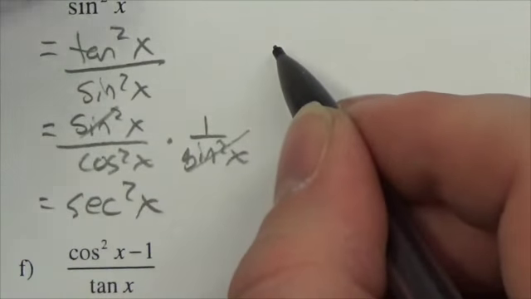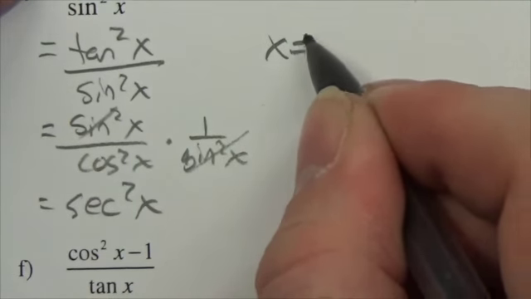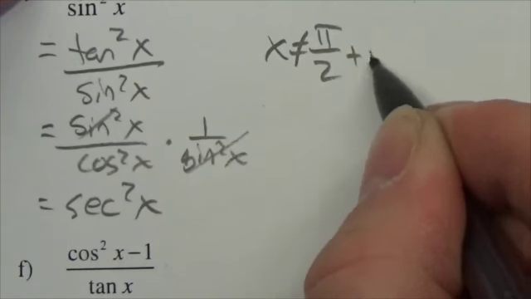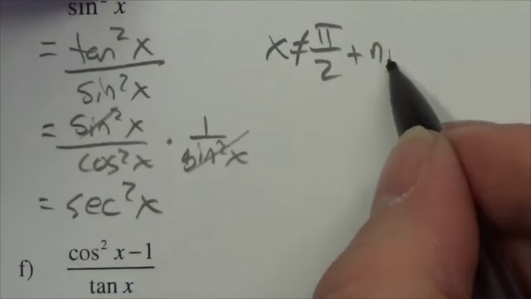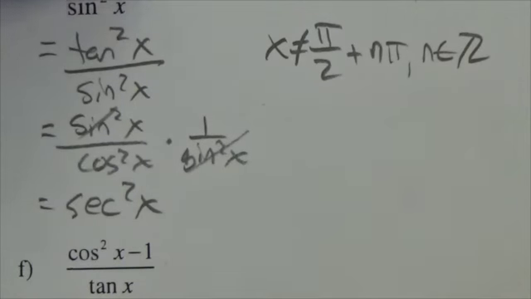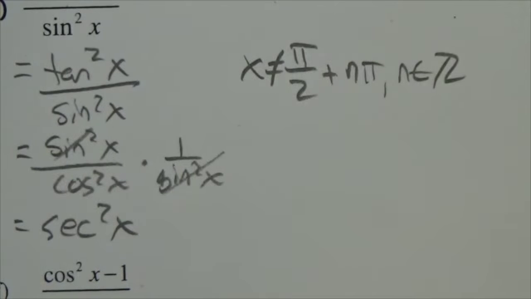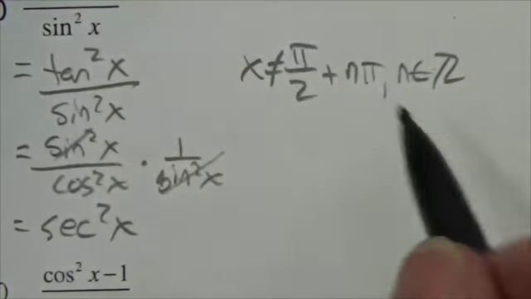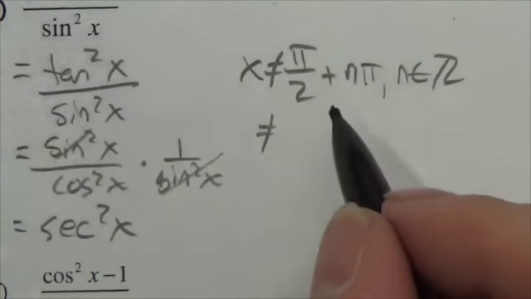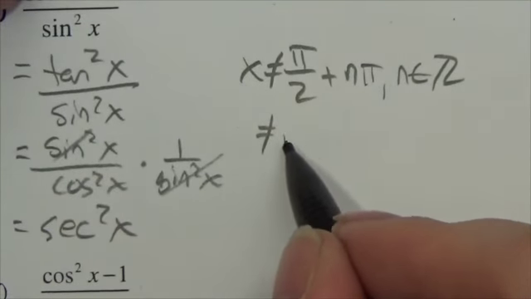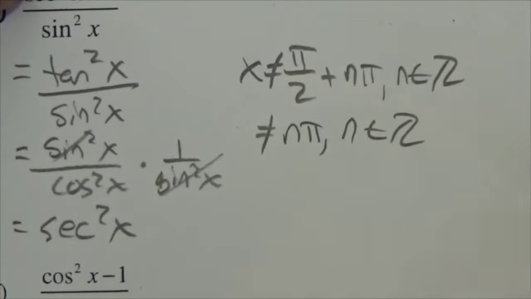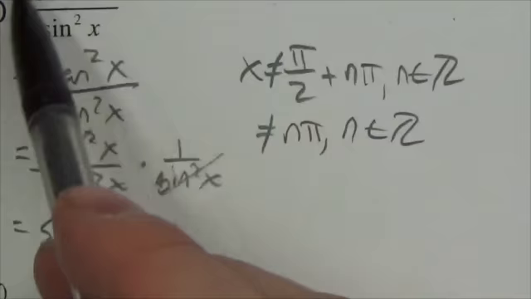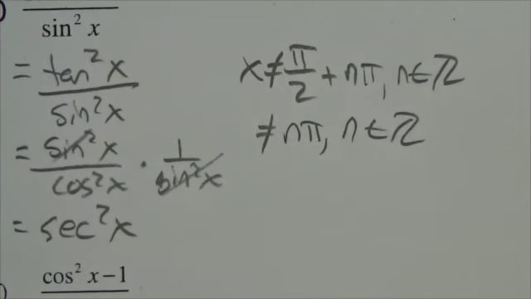I'm seeing a secant here, and the restriction for secant is that x cannot equal pi over 2 plus n pi, where n is an element of the integers. That's the restriction there. Notice I've also got a sine in the denominator, and sine goes to 0 when x is equal to multiples of pi. So what we're getting here is two sets of restrictions, one from that secant, one from that sine in the denominator. And there you go. So that's true. It equals secant squared so long as this is true.